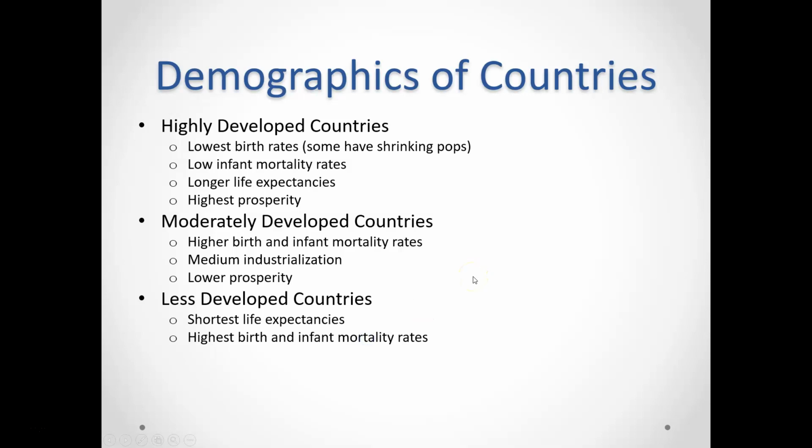And then you have the less developed countries. These typically tend to be some of the poorest countries worldwide. You have very short life expectancies here. You have both high birth and infant mortality rates. You have very, again, poor people who are in many cases struggling to survive.